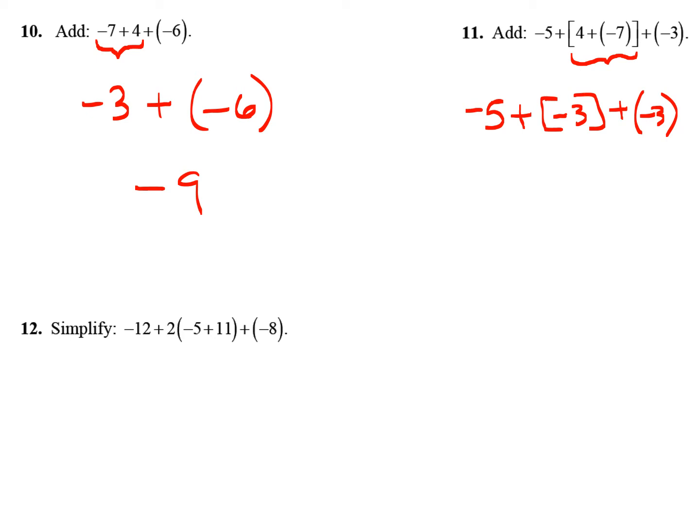Once you get rid of all the stuff inside, you've simplified each of your parentheses. Now it goes from right to left. So -5 and -3, -8, -8 and -3, -11 at the end, which I heard someone say already. That's cool. All right. Next, same thing as number 11, just with only parentheses here.